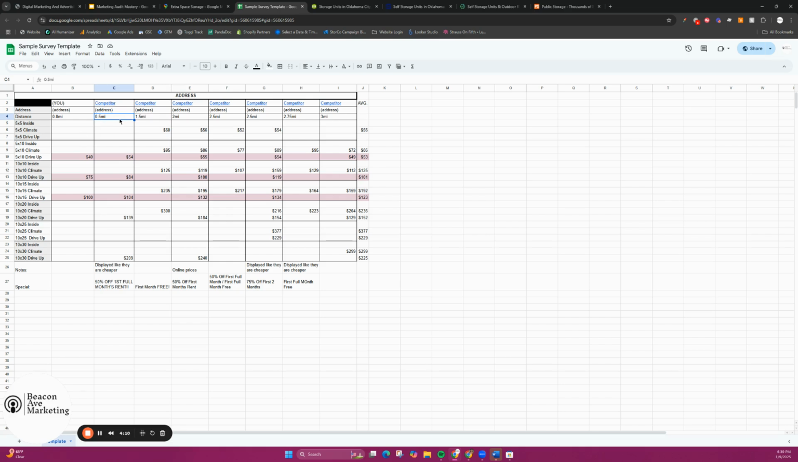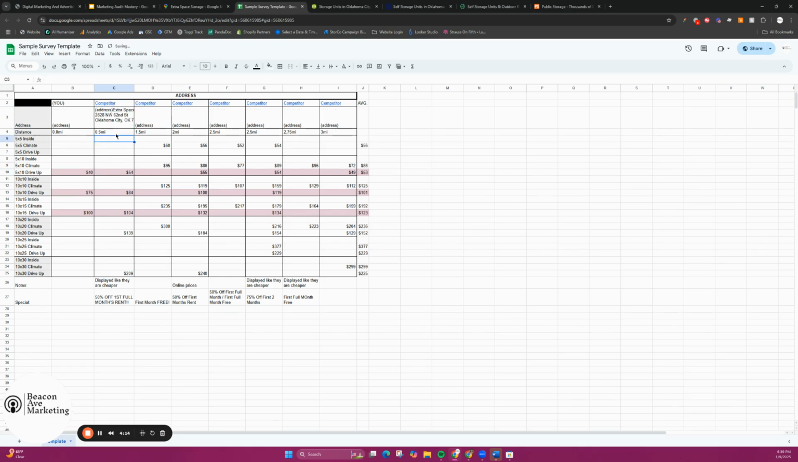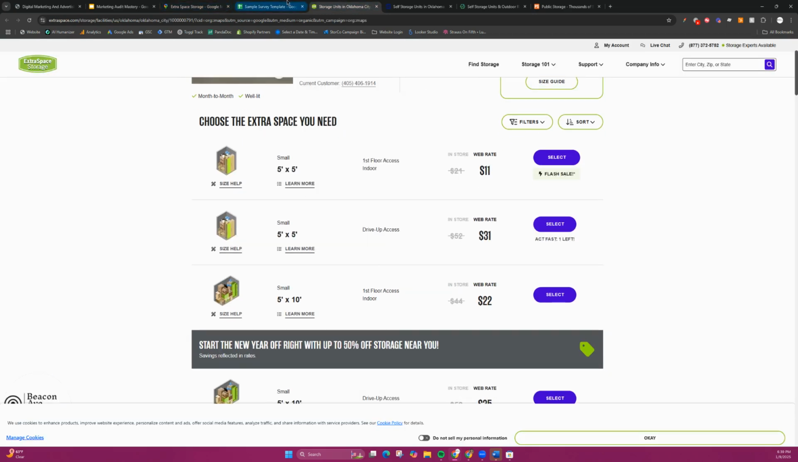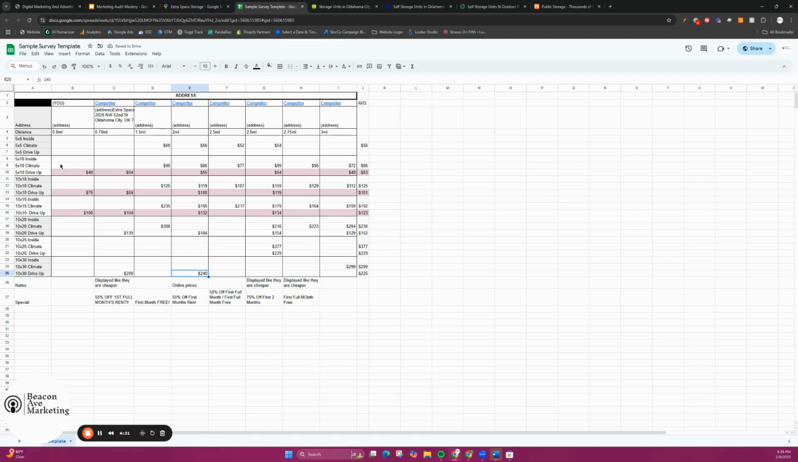So let's say this one was 3. Their address goes here, whatever. And then let's say they were 0.78 miles from us. I like to put 0. Now what I'll do is I'll take all of the units that they have. So in this facility, my facility, I'll take my facility first actually, and I put all of the information in. So this facility has drive up 5x10s, drive up 10x10s, and drive up 10x15s at these different prices.